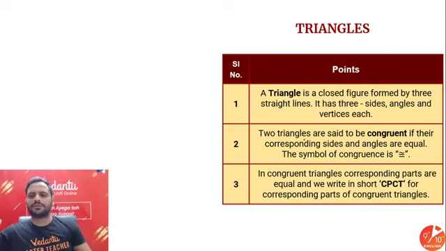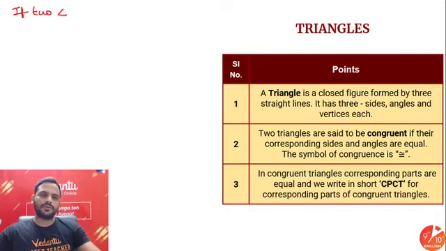All right. Then 2 triangles are said to be congruent. Remember, it is a very important part. 2 triangles are said to be congruent if their corresponding sides and angles are equal. ठीक है. Their corresponding sides as well as corresponding angles are equal. So if two triangles are congruent, then I can say two things will happen.